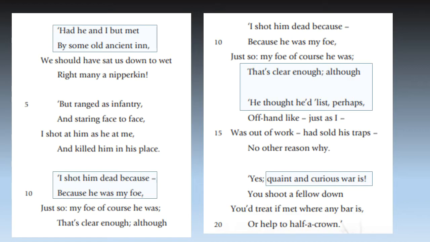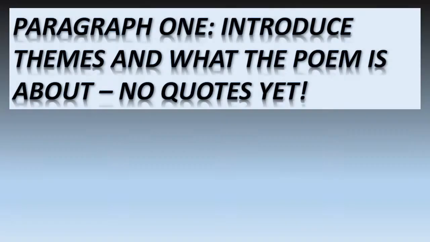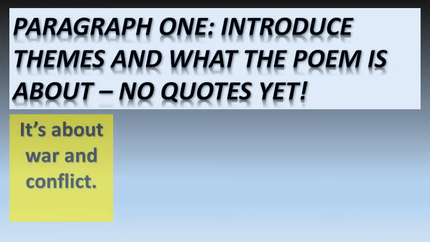So now over to you. Paragraph one, you're going to introduce themes and what the poem's about. And in this paragraph, we're not going to use any quotes. So this is what we're going to need to do. The first thing, easy, simple sentence: the poem's about war and conflict.